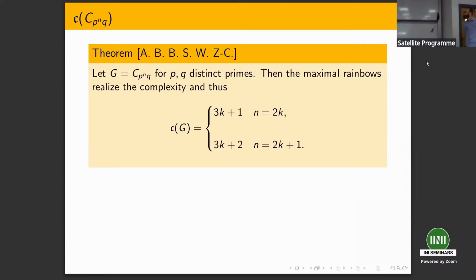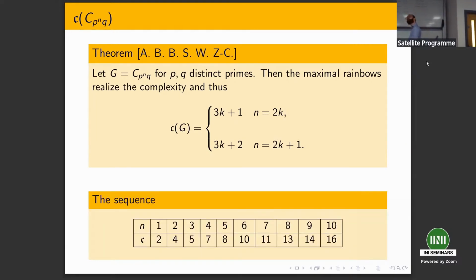Here's the theorem that we proved. So G is C_p^n times C_q^n for p and q distinct primes, then these maximal rainbows I've described do actually realize this complexity. This is the worst case scenario. And yeah, if n is even, it's 3^k plus 1. If n is odd, it's 3^k plus 2. The number sequence is non-multiples of 3.